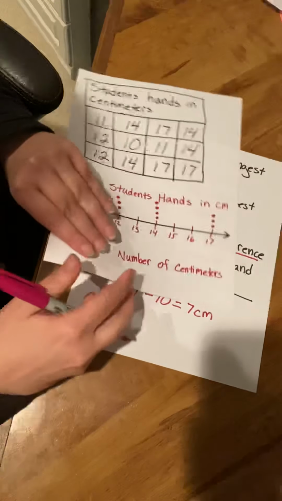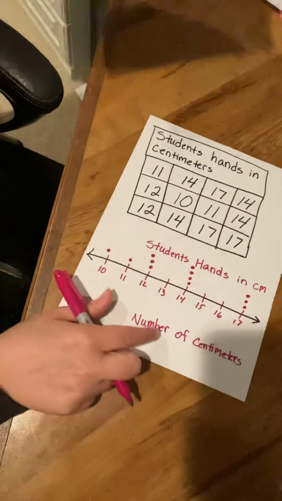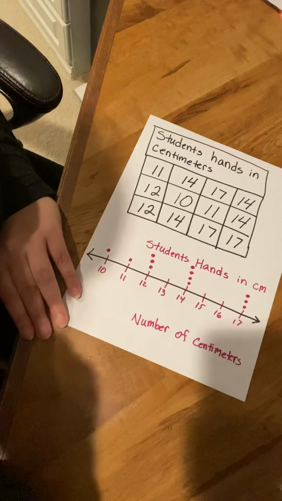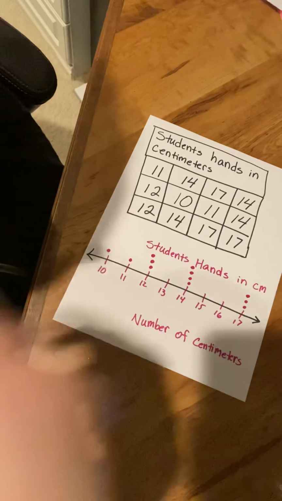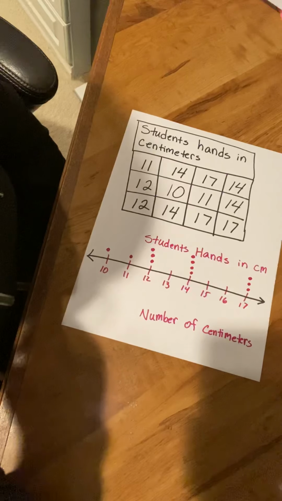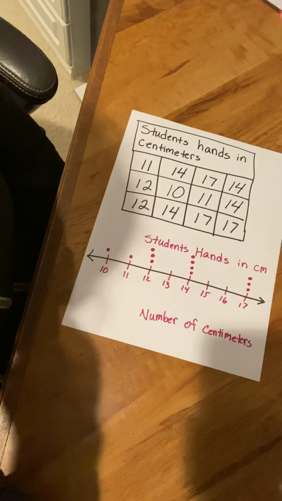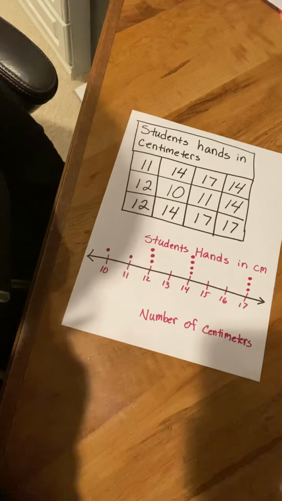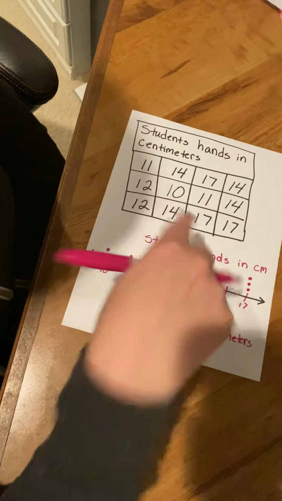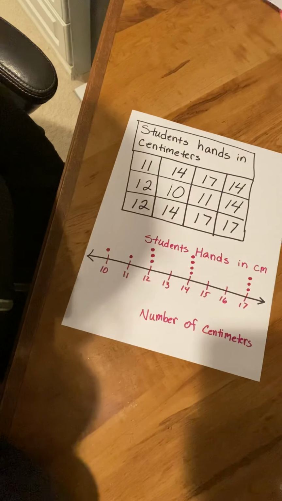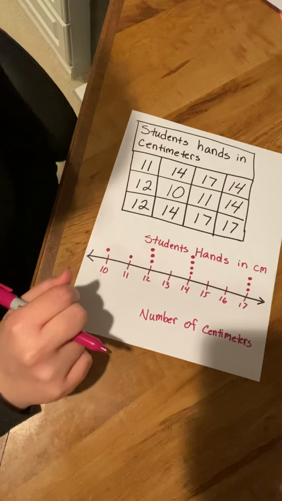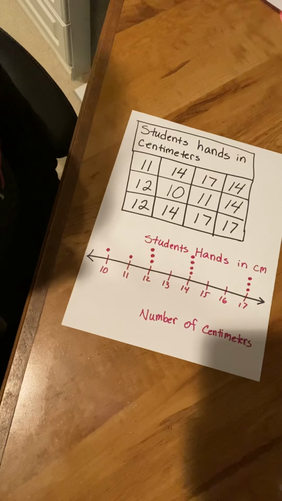I'm just going to ask some other quick questions. What was the most common hand size? The most common. That means the one that we see the most, the same number we see the most. 14. It has 1, 2, 3, 4 dots on it. Yeah, good. Okay, well, this is what you're going to be doing in your lesson 14-2.